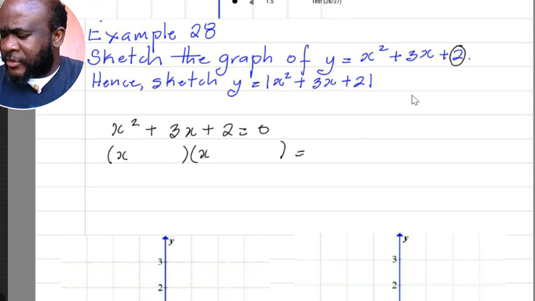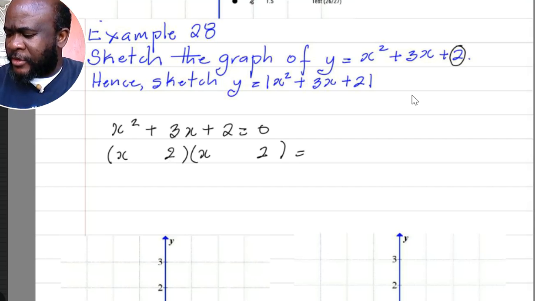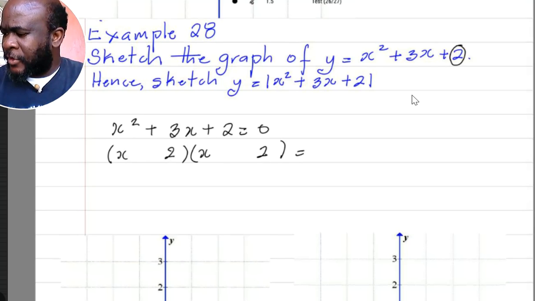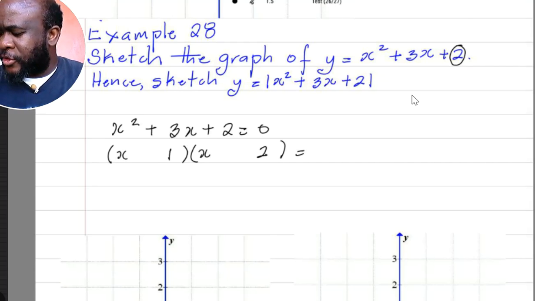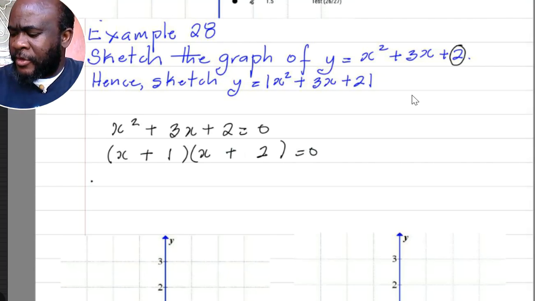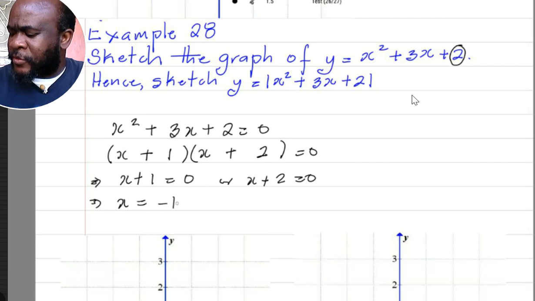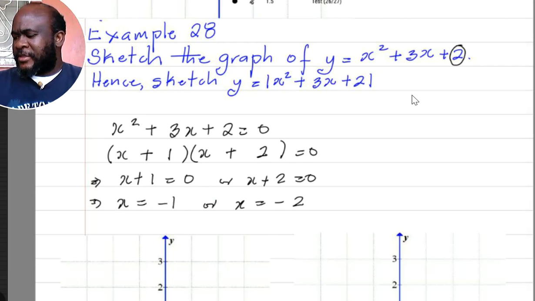So x times x gives me x squared. And the two numbers I put here, when I multiply them together, I must get the constant term. So I think one should go here, and both of them should be positive. I just did that by trial and error. Therefore, x plus 1 is equal to 0, or x plus 2 is equal to 0. Therefore, x is equal to minus 1, or x is equal to minus 2. So those are my x-intercepts.